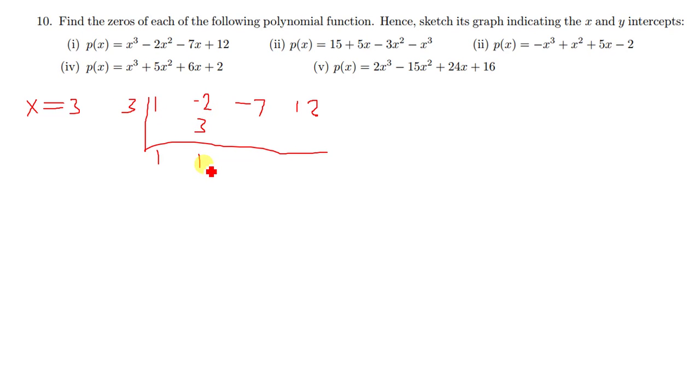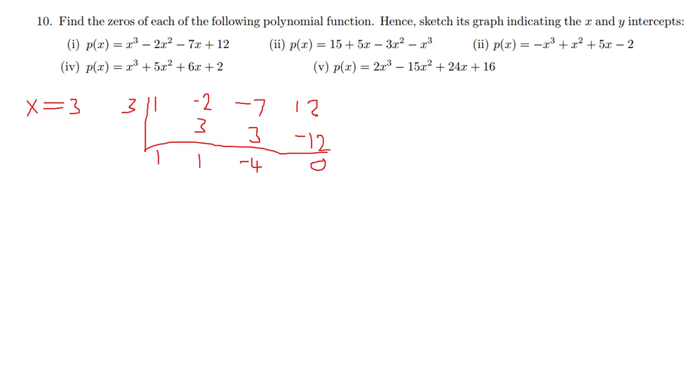3 times 1, you are going to have 3. When you add there, you are going to have negative 4. And then 3 times negative 4, you are going to get negative 12. When you add this part here, you are going to get a 0. So since we have gotten the remainder 0 there, it tells us to say 3 is indeed a factor. So what do we do next?